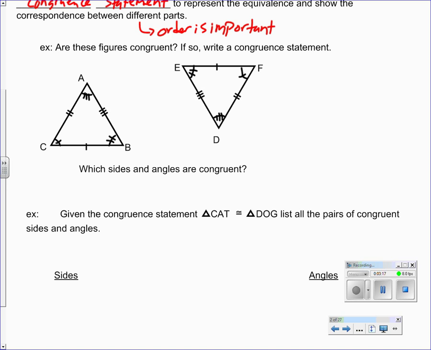So first question is, are these figures congruent? Are these two triangles congruent? To be congruent, they have to have all sides and angles congruent. Right, so that's what we're going to look at. Which sides and angles are congruent? So first we'll look at the sides.